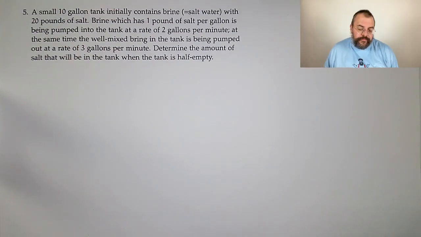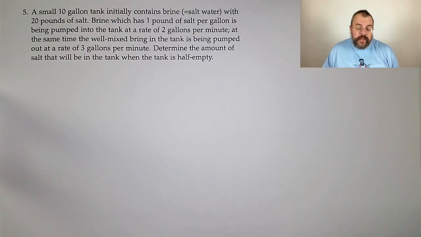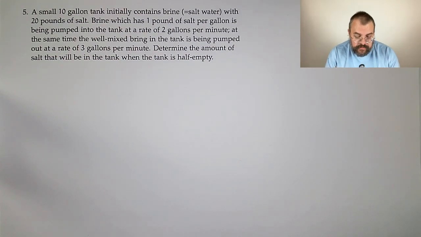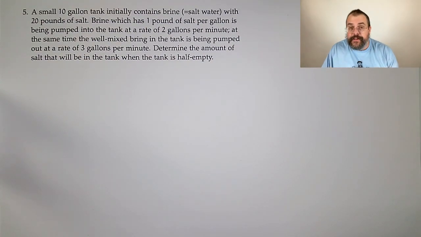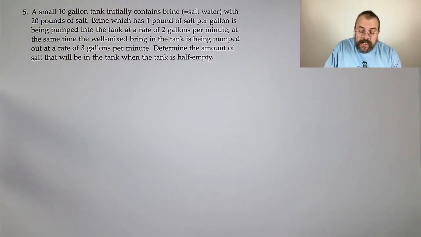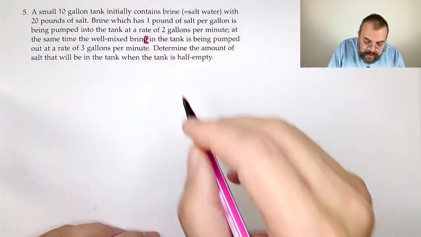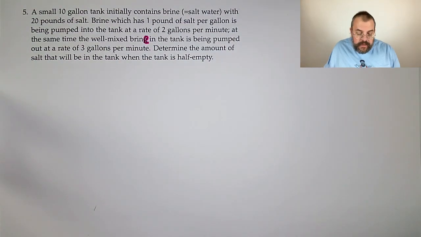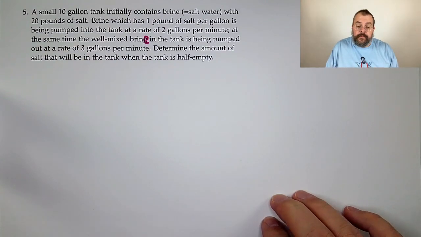All right. So number 5. A small 10-gallon tank initially contains brine. So think of this as salt water. And there's a total of 20 pounds of salt. So brine, which has 1 pound of salt per gallon, is being pumped into the tank at a rate of 2 gallons per minute. At the same time, the well-mixed, whoops, there's a typo here. It shouldn't be bring, it should be brine. We'll fix that later. In the tank is being pumped out at a rate of 3 gallons per minute.